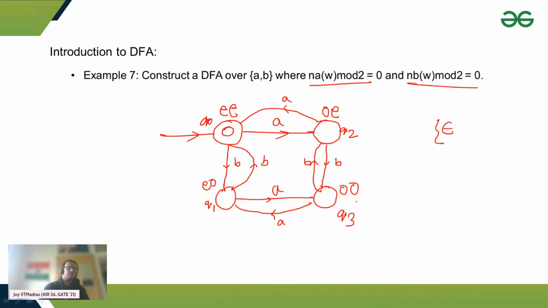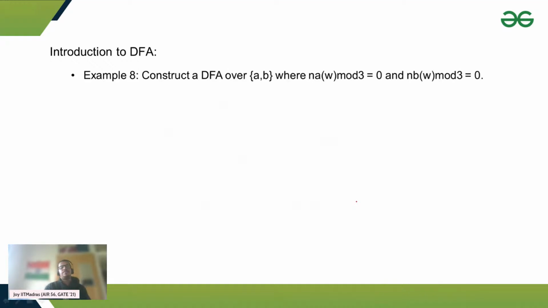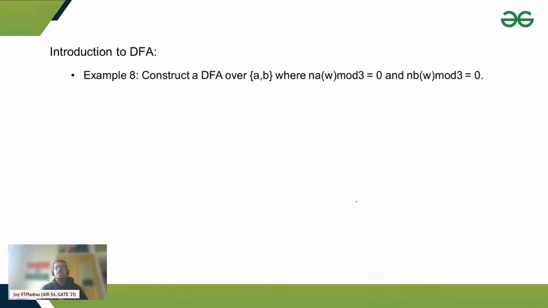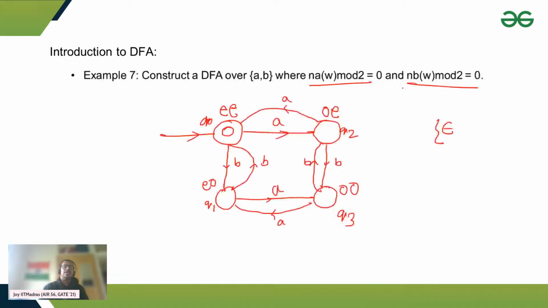I hope that this example is clear as we move forward. This is one of the last examples of this chapter, and then we'll be moving into some of the GATE questions. It says the number of A is divisible by 3, and the number of B is divisible by 3. So it's just like the last example.